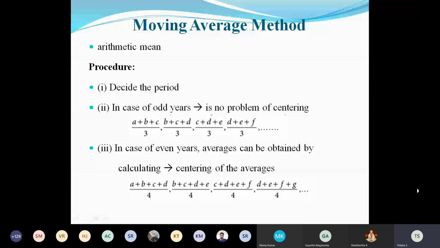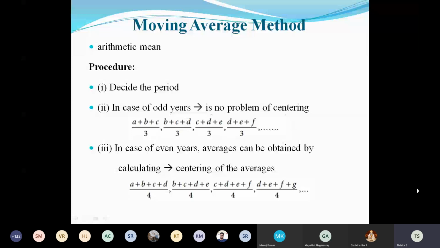Contains 5 years, B, C, D, E, F, 5 years. So that average has to be entered in the middle of the year, that is on the place of D. Is it clear? This process is called the process of centering. If you are choosing odd years, there will be no problem of centering, so there will be no process of calculating the average again. But for even years, you have to calculate. If you need, you can follow the process of centering.